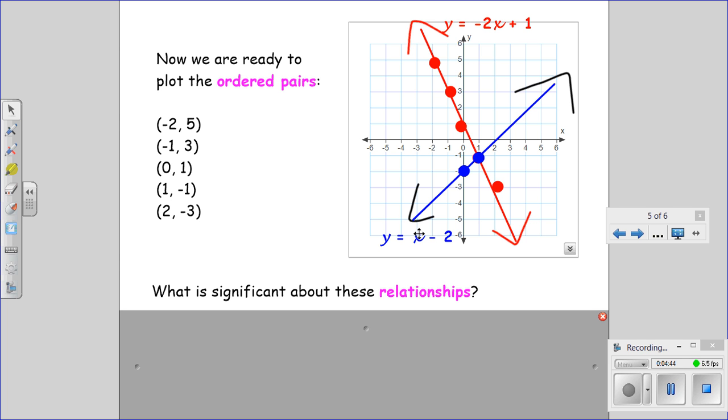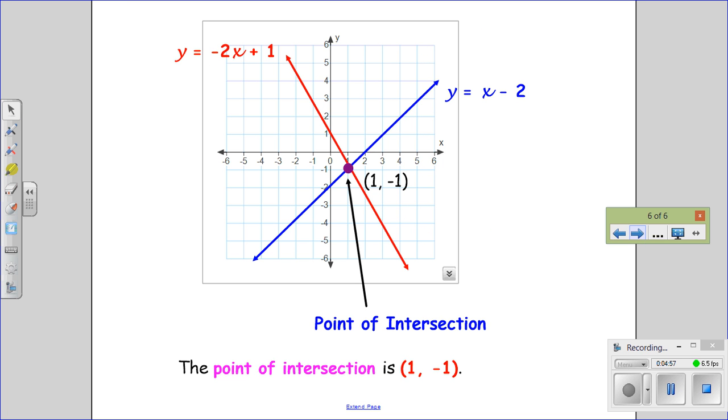Now the blue line is also a partial variation because the y-intercept is not 0, but it's a perfect positive correlation because it's a straight line through all the points that rises to the right. Finally, we can say that the point of intersection here is at 1, -1, because this is the point where the two equations cross one another on the graph.